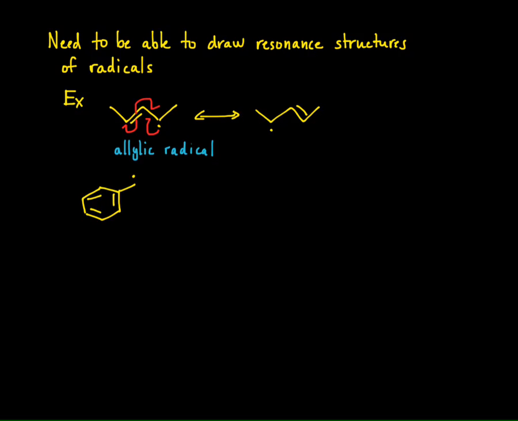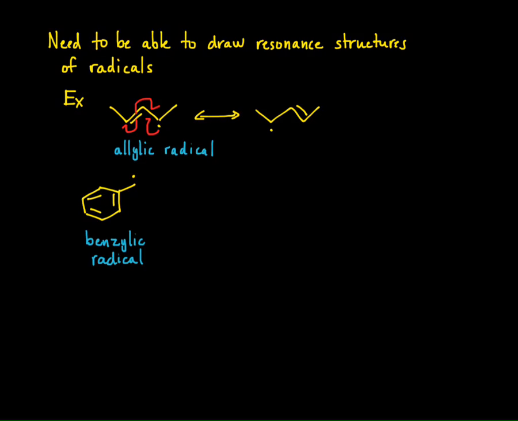Now we can do something very similar with what's called the benzylic radical. This is where you have a benzene ring, and you have a carbon coming off of that benzene ring. That carbon is called a benzylic carbon. And you see that one dot above that carbon. Again, that dot represents a radical.